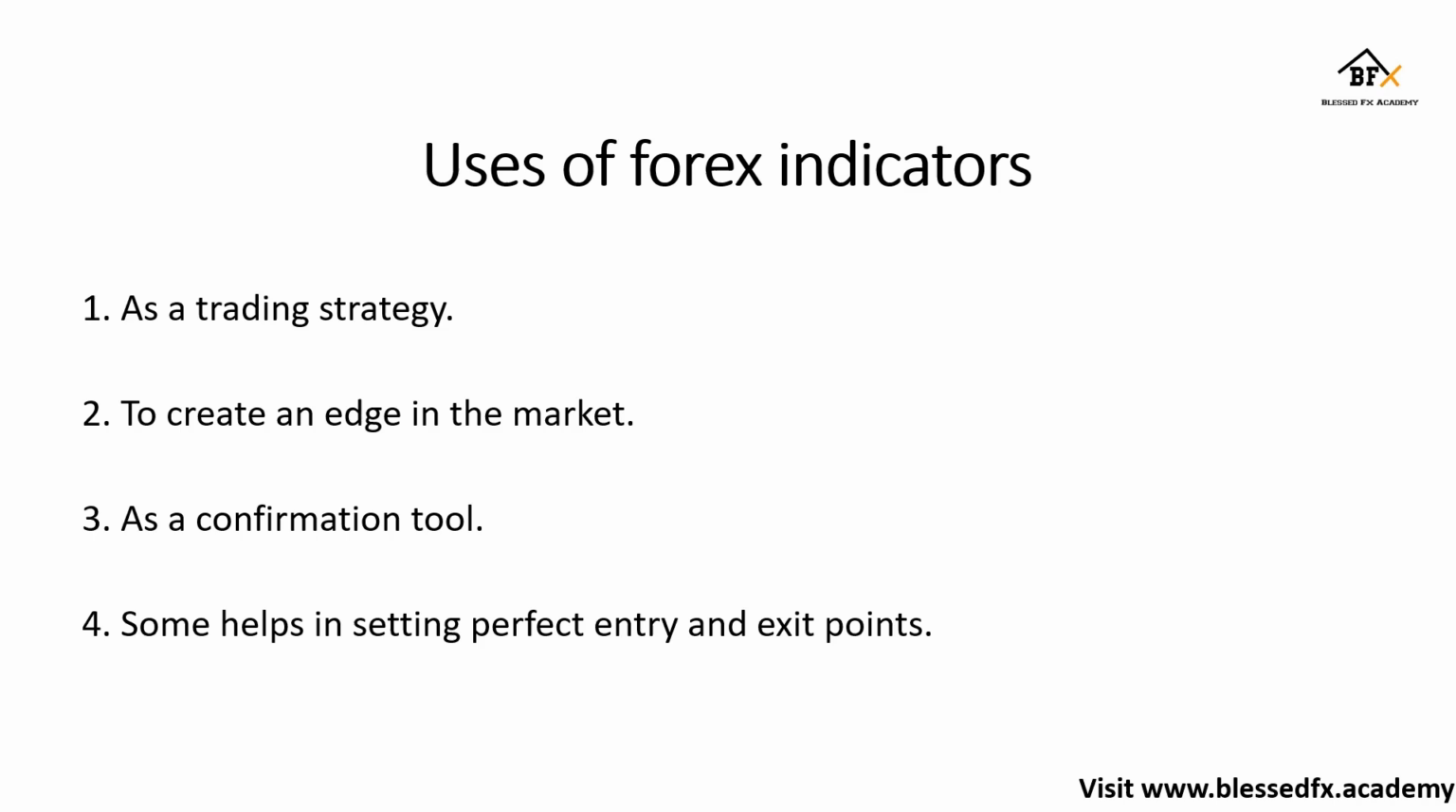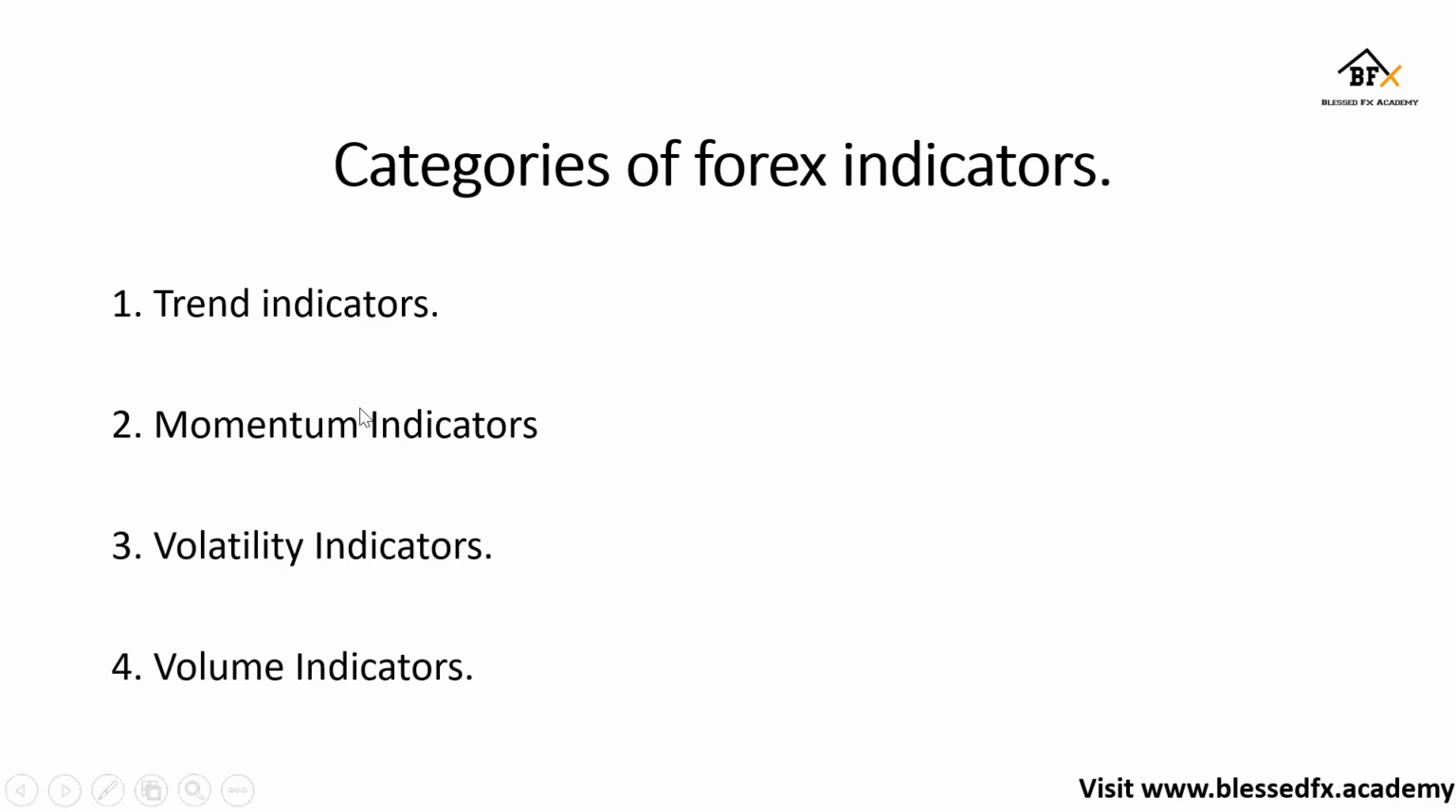They also help in setting perfect entry and exit points. Some of the indicators used are the Fibonacci extension and the Fibonacci retracement. These are the categories of indicators: trend indicators, momentum indicators, volatility indicators, and volume indicators. There are so many. However, some traders do not use indicators to trade. What I do is teach a lot of these things, and then you decide which of them you want to trade with.